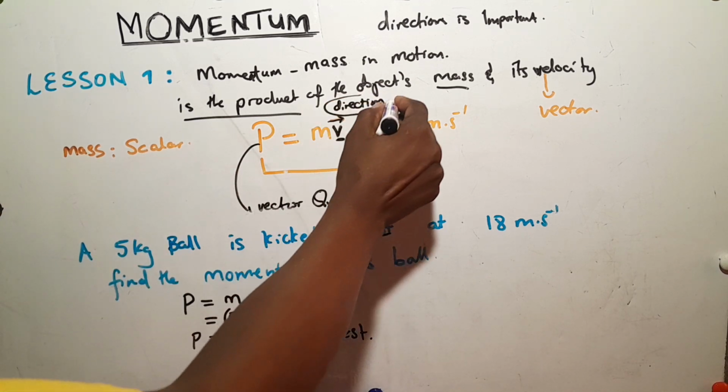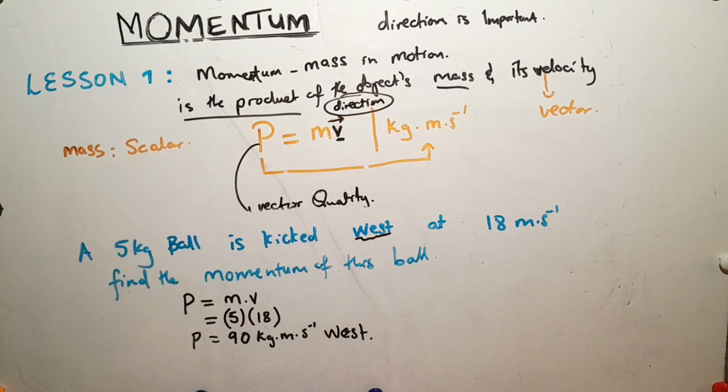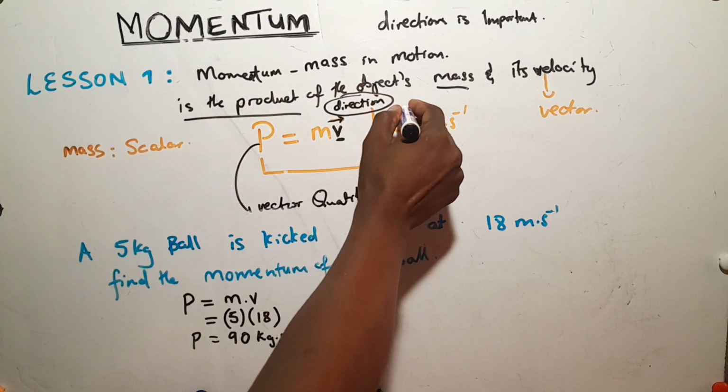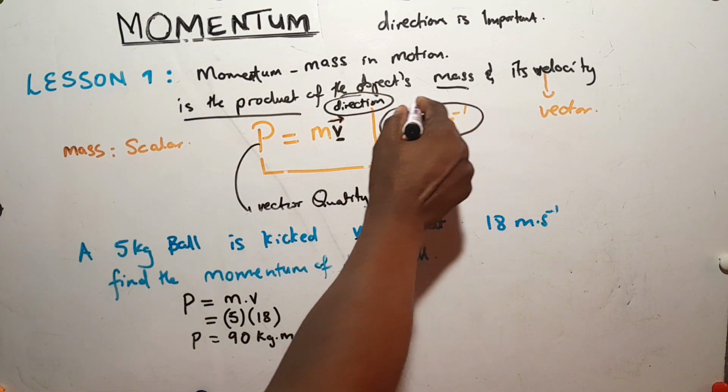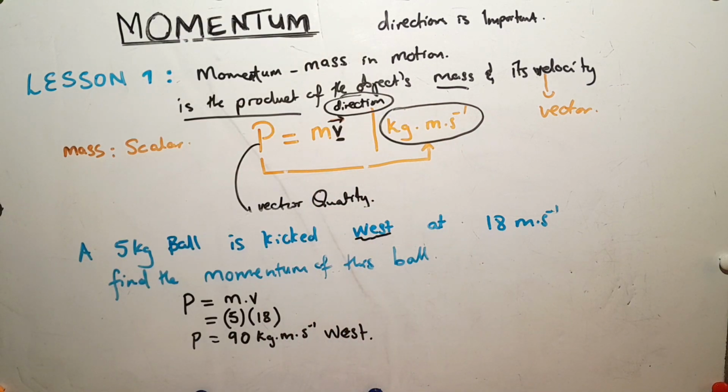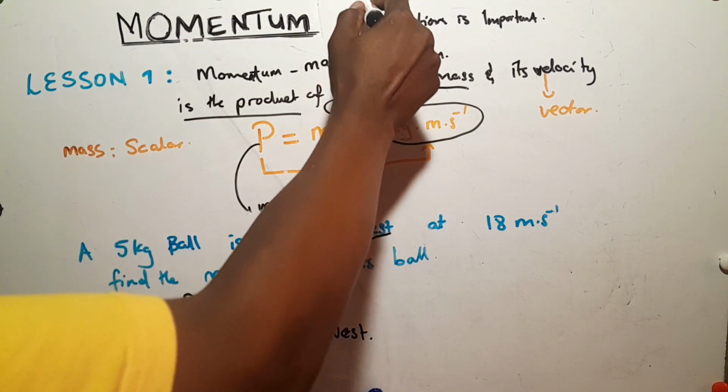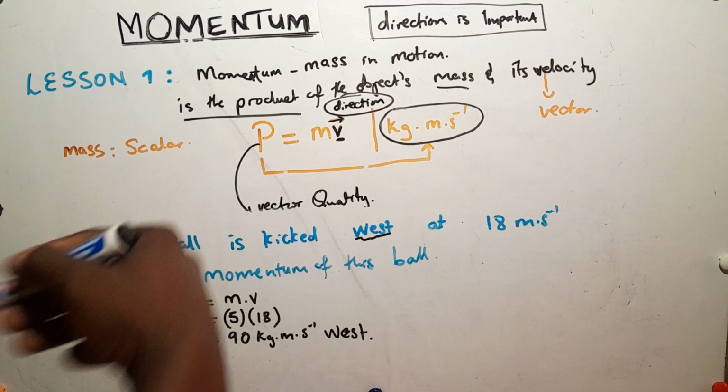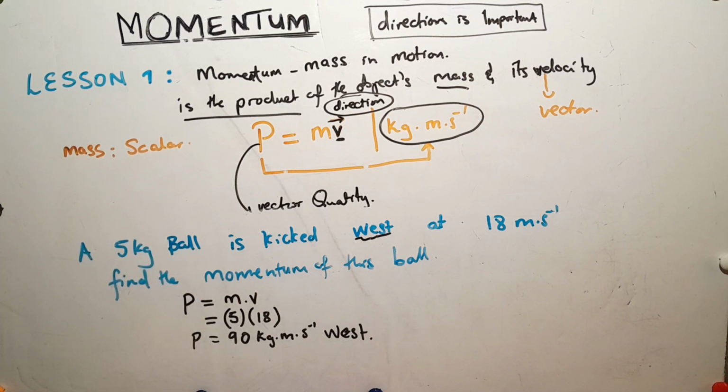It has magnitude and it also has direction. And also remember the SI unit, which is kg per meter per second. And always remember that this is very, very important when we are dealing with this topic. So now let's move to a bit of a challenge when we are dealing with momentum, right?